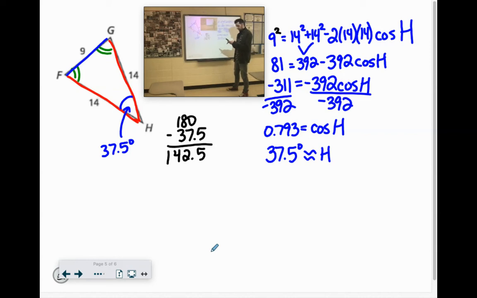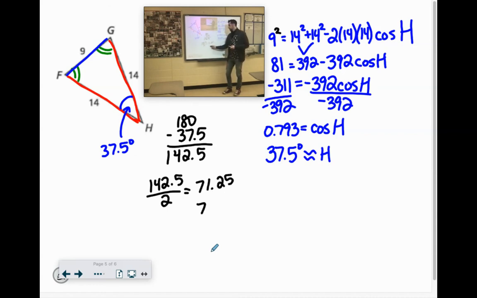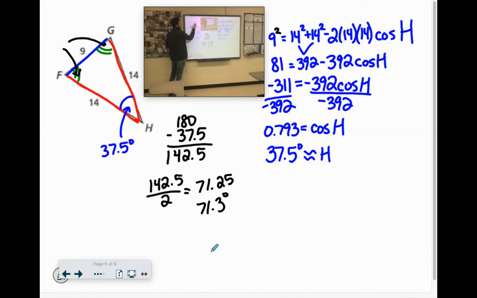Okay. Now, that is these two angles, and they are both the same. So we can just divide 142.5 by 2, and that'll give us each angle. Half of 142 would be 71, half of 0.5 would be 0.25, so we could say 71.3 with estimation. You could go with the 0.25, but if we are rounding everything to the nearest tenth, that would be 71.3 degrees each.